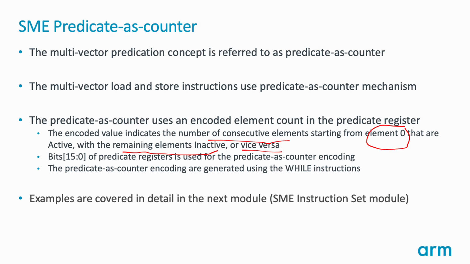That is, you can also tell that the first set of elements in this particular data processing is inactive, which is encoded in the predicate register as predicate as counter. Bits 15 down to 0 of the predicate are used for the predicate as counter encoding. How we will use it, we'll look into more examples in the next module, the SME instruction set module. For now, this is just to explain the concept. Predicate as counter encodings can be generated and used with the while instruction. We'll see this in greater detail with examples in the instruction set module.